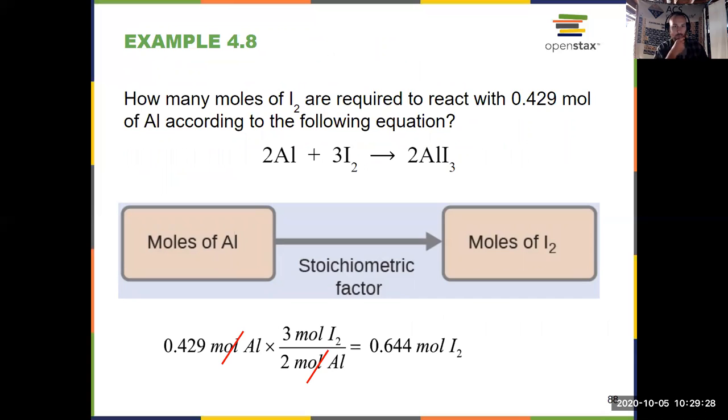So if I look at example 4.8 here, how many moles of I2, iodine, right, are required to react with 0.429 moles of aluminum, given the chemical equation?